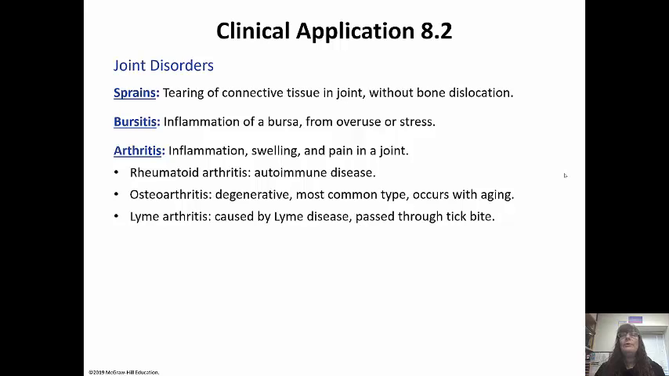Could be caused by rheumatoid arthritis, which is an autoimmune disorder. Could be caused by osteoarthritis, which is degenerative, and this is the most common type. As we age, our bones start to deteriorate, our joints start to deteriorate, and osteoarthritis is a result. Or it could be caused by Lyme disease through a tick bite, and when that happens, it's called Lyme arthritis.